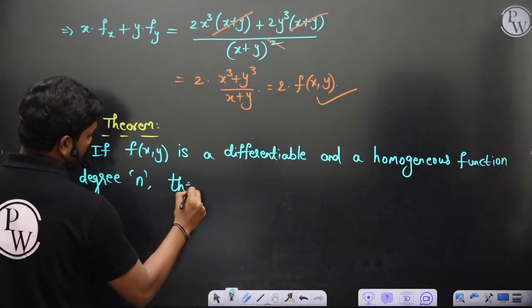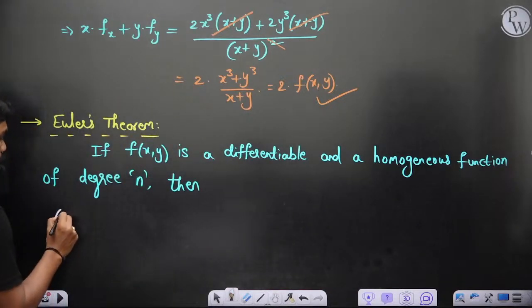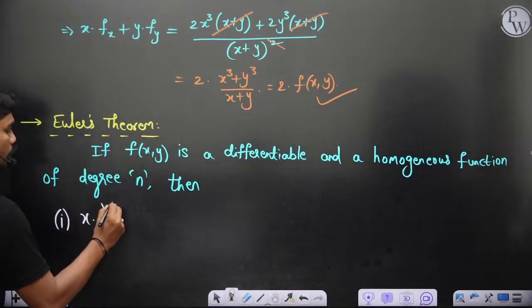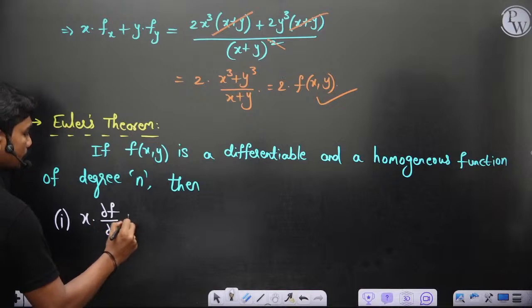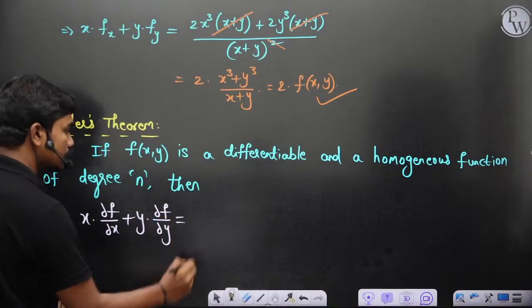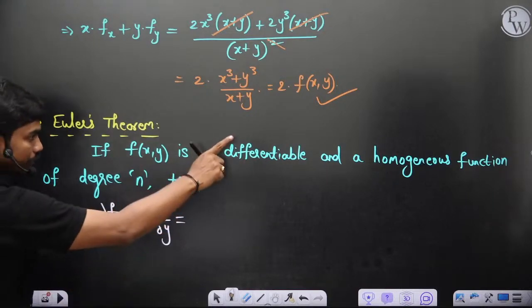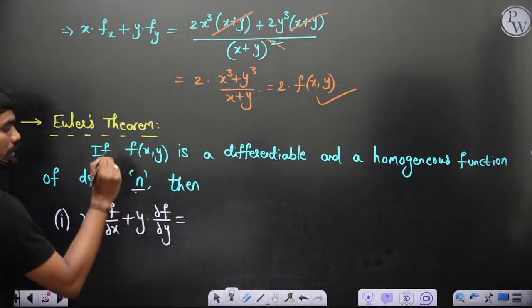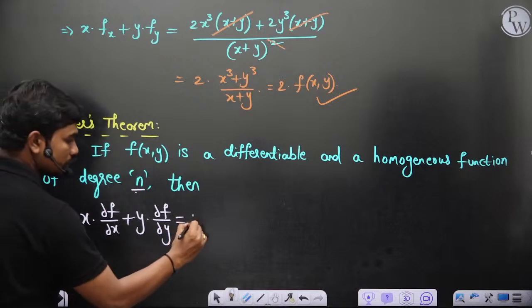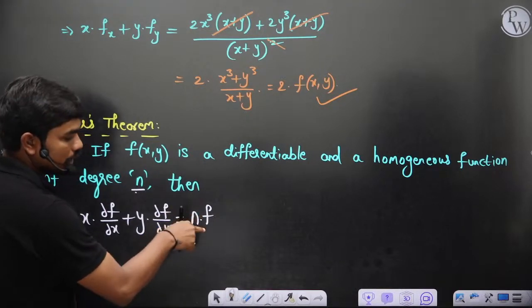Then point number 1: x times dou f by dou x plus y times dou f by dou y. I have written the word differentiable because these partial derivatives have to exist, and if it is a homogeneous function of degree n, this summation is always equal to n times f.